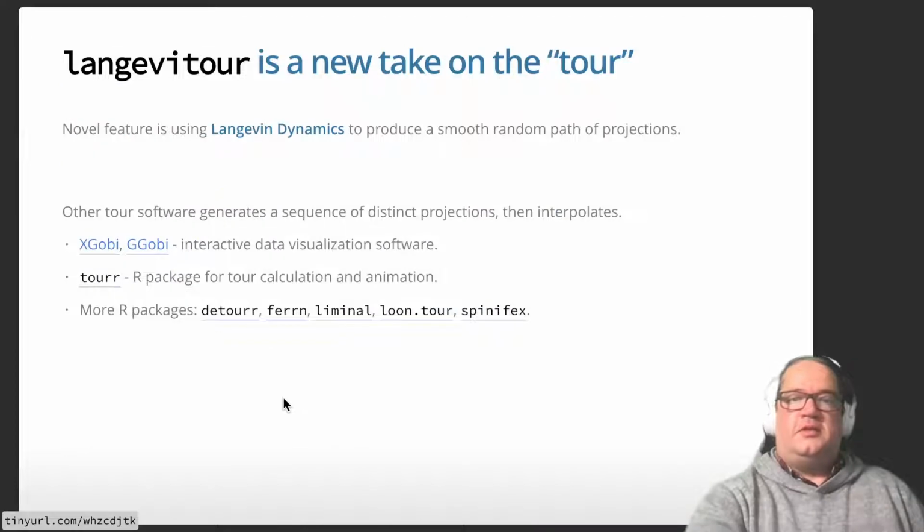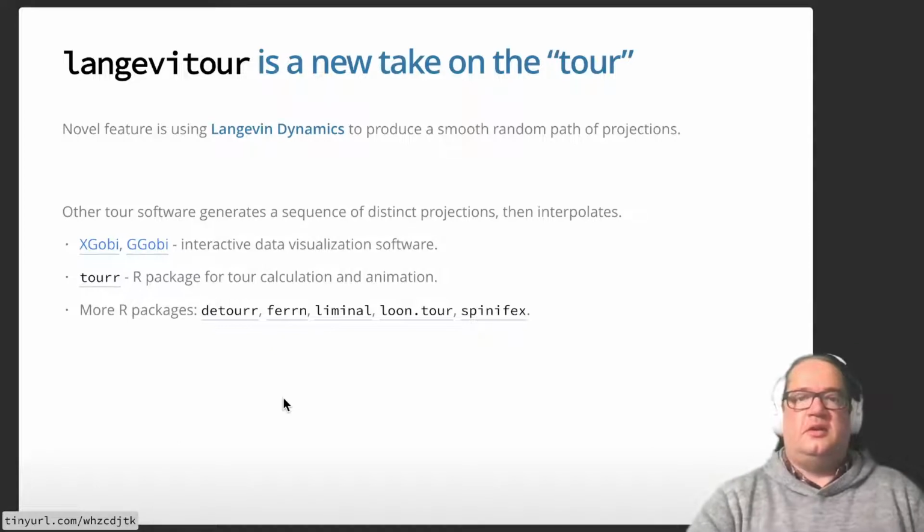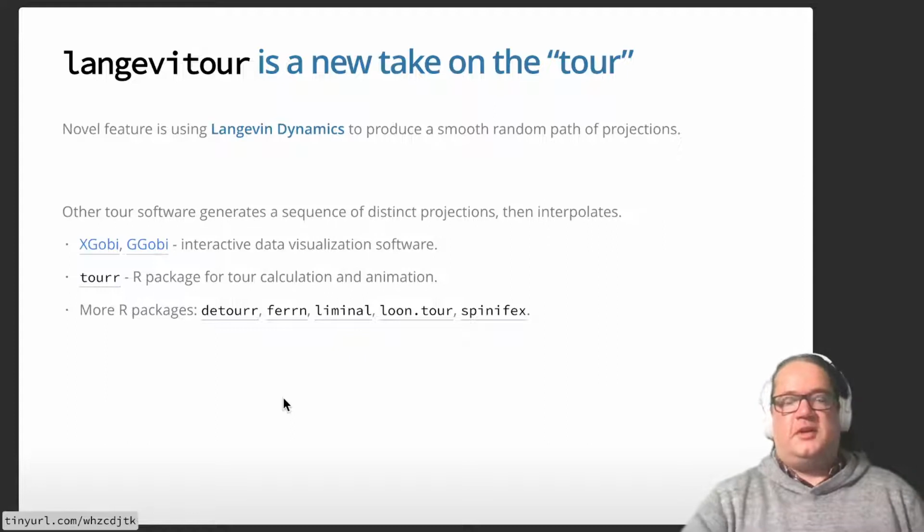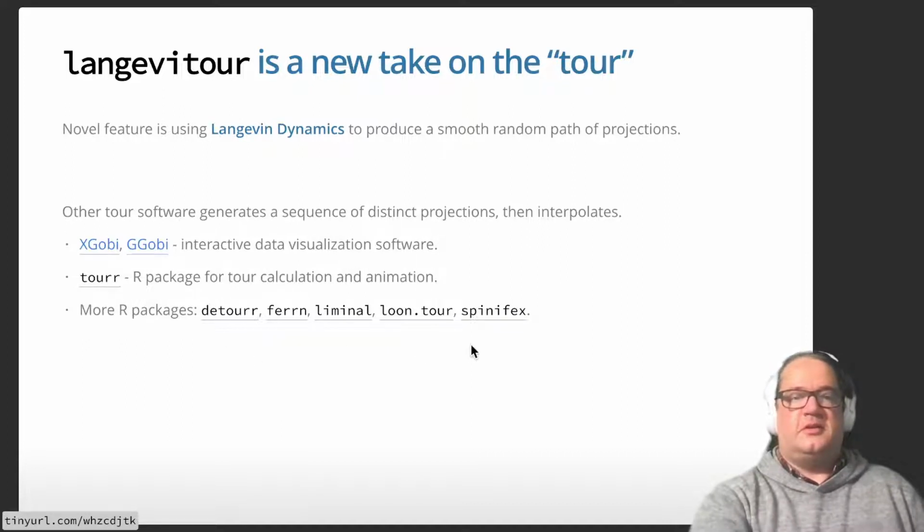Okay. So what's going on here? Langevitour is a bit of a new take on tours. Tours in the past have generally involved generating a sequence of distinct projections and then doing a nice interpolation between them to animate the tour. There's various pieces of software that do this, like Xgobi, Ggobi for desktop applications. Tour is an R package, and that has a lot of the architecture you might want in a tour package, and then there's various other packages building on tour.